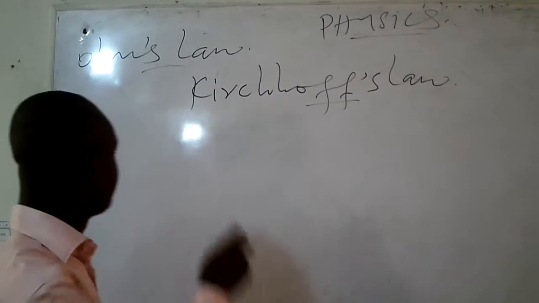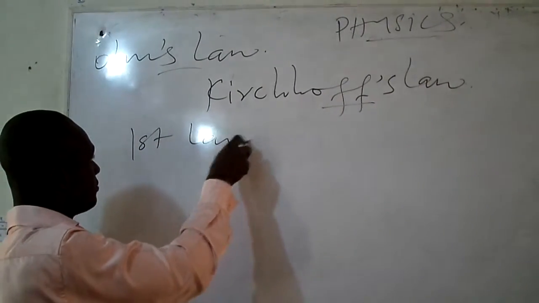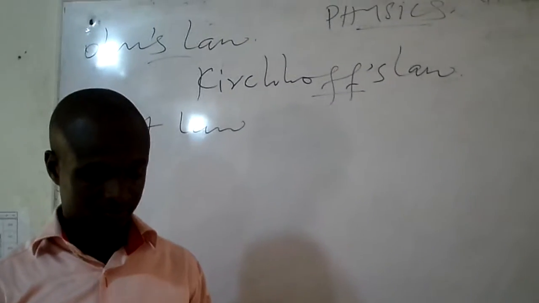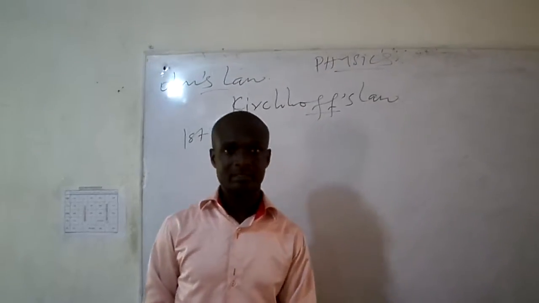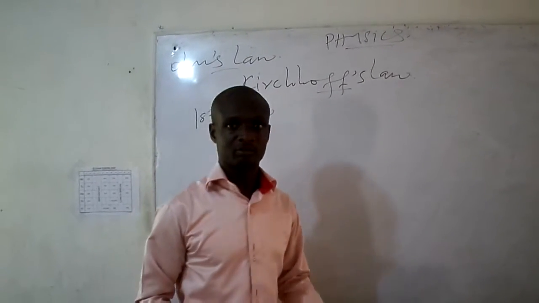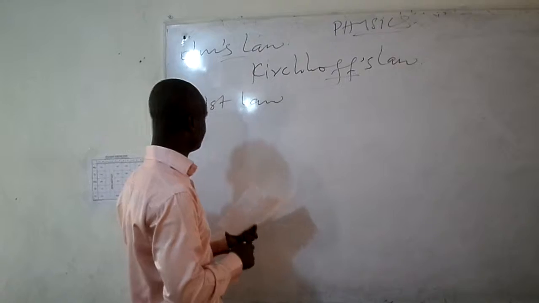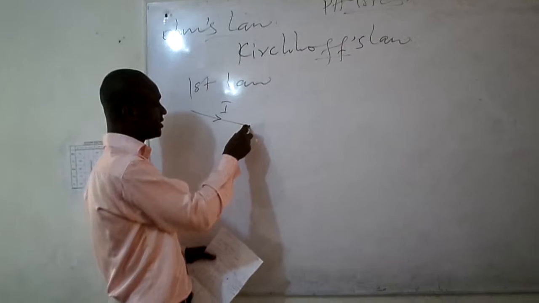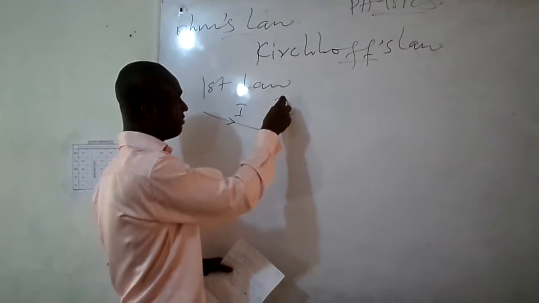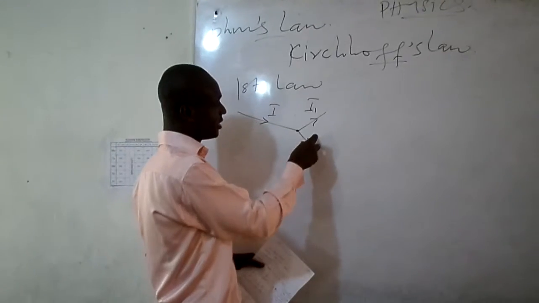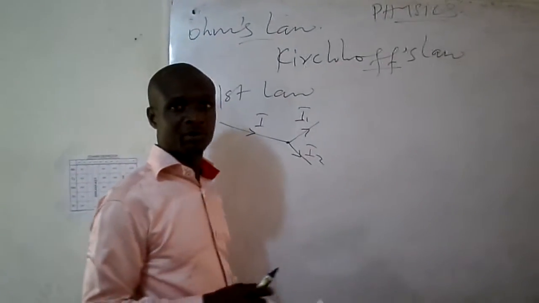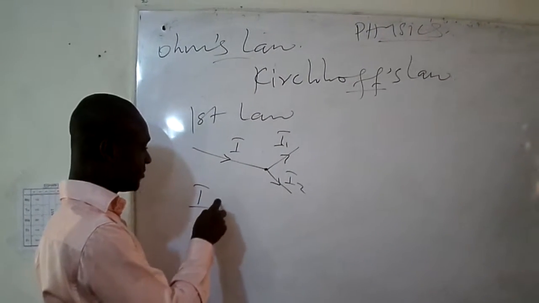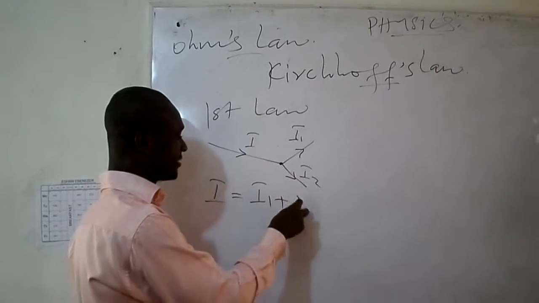In Kirchhoff's law we have the first law and the second law. Now let me explain Kirchhoff's first law. It states that the current entering a junction is equal to the current leaving a junction. That is, if this current is I and it enters this junction, and you have I1 and I2, then according to Kirchhoff's first law, the current entering this junction, I, is equal to I1 plus I2.